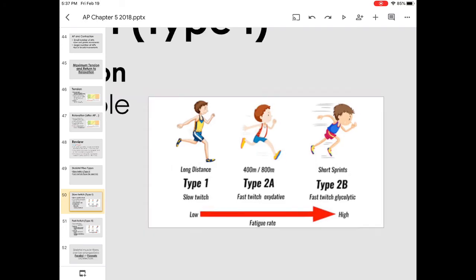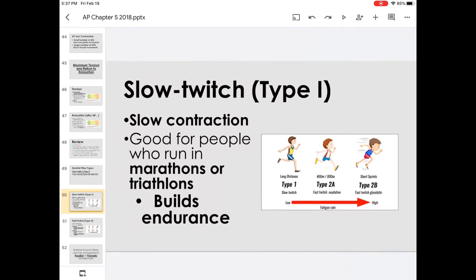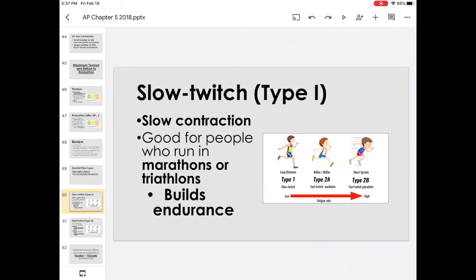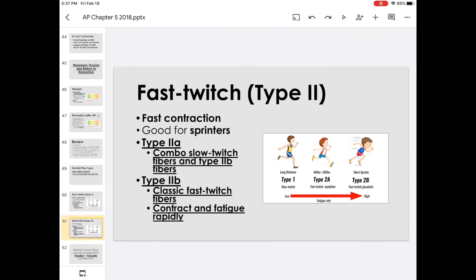So you can see in this picture, a slow twitch type 1 would be like a long distance runner compared to people with short sprints, like a 400 meter or 800 meter run, where you need a lot more energy in a shorter period of time. When we talk about fast twitch, this is the type 2.